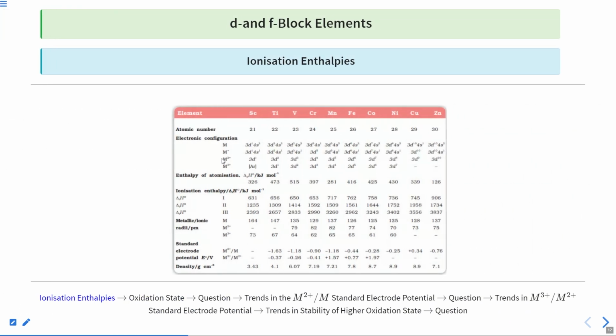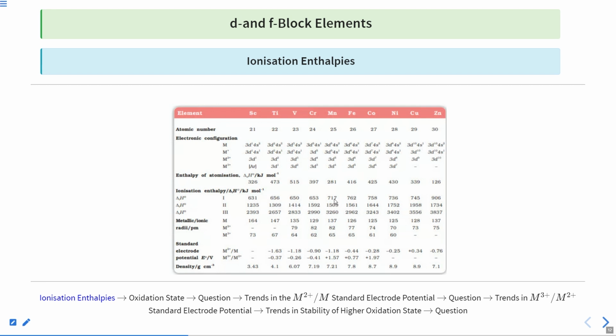Now let us look at the configuration as a whole. Here are the values of ionization enthalpy. You can see 631, 656. Again, it is decreasing, increasing. It increases drastically, increases again, then decreases, then decreases again, then increases, and at last it decreases very fast. So this trend is almost unpredictable due to the reorganization of the d electrons, right? But if you talk about the second ionization enthalpy, you can see that it increases continuously.